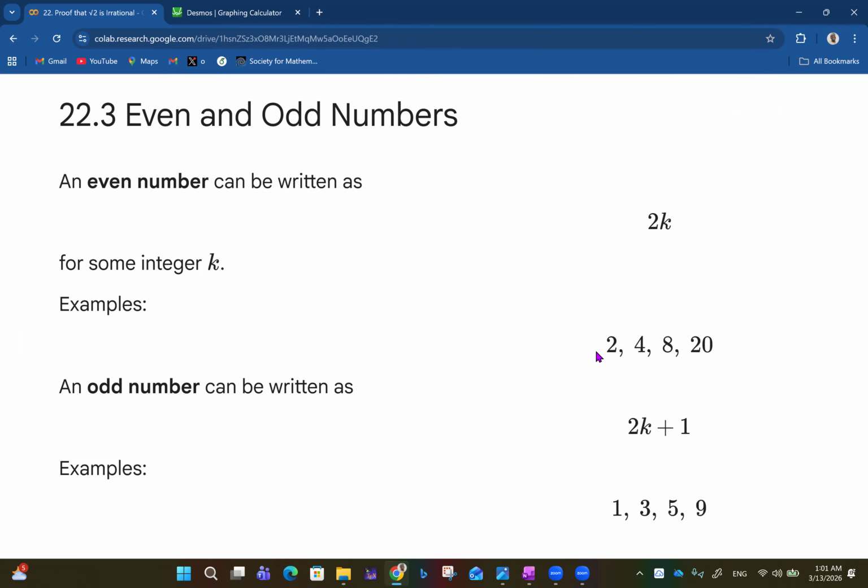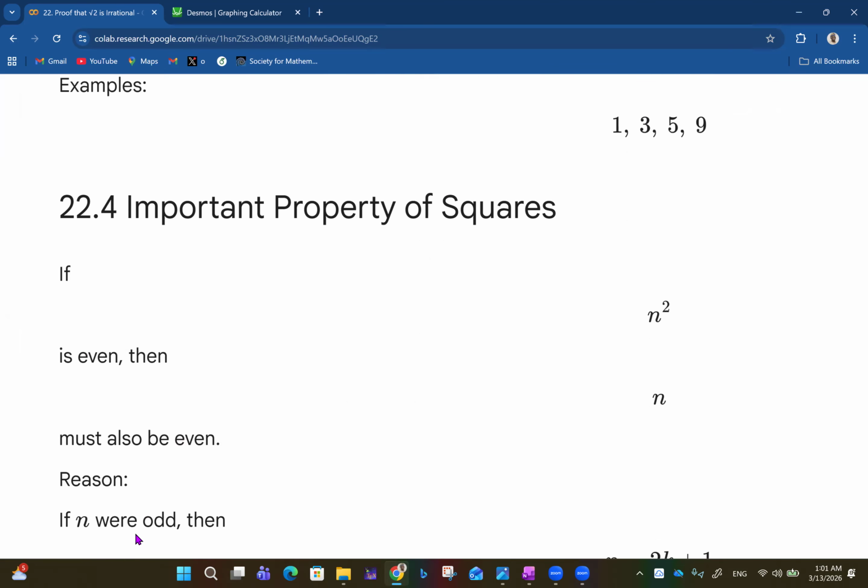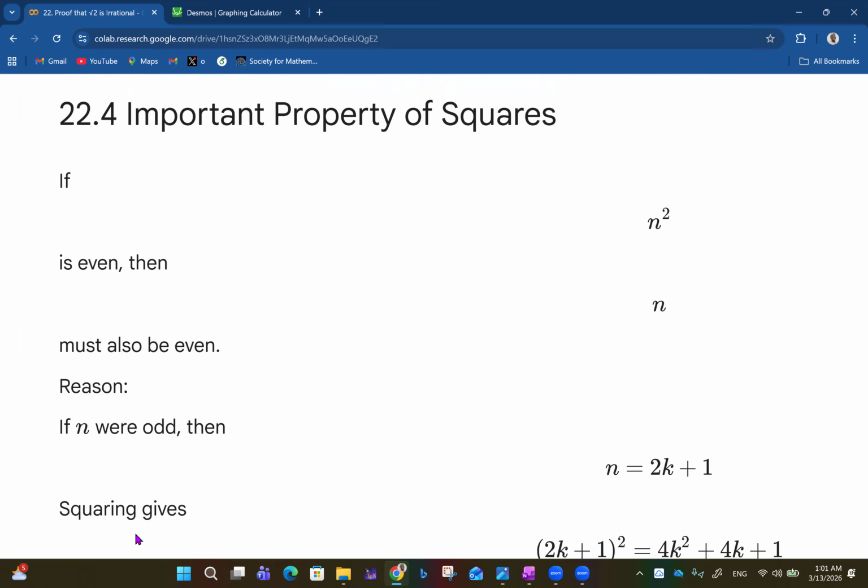An odd number can be written as 2k plus 1. So even number is 2k, odd number is 2k plus 1. As long as this k is an integer, you now have 1, 3, 5, 9, minus 1, minus 3 to the left and all that. So now, important properties of squares. These are things we need to prove that square root of 2 is actually irrational.